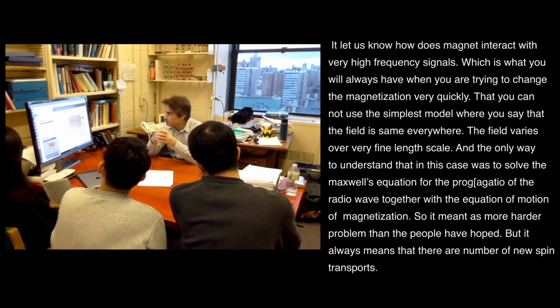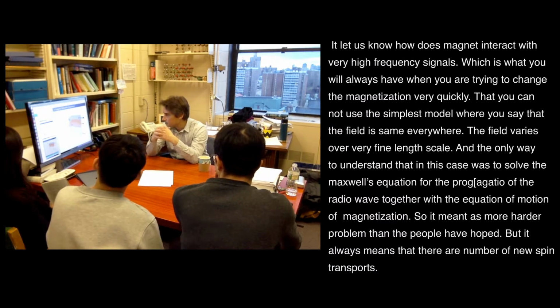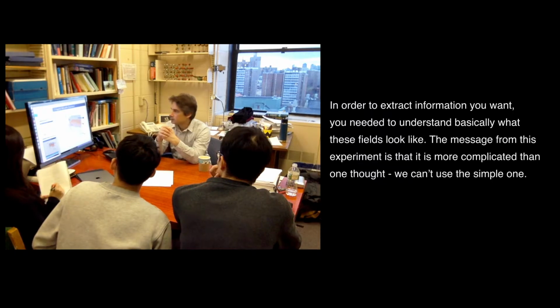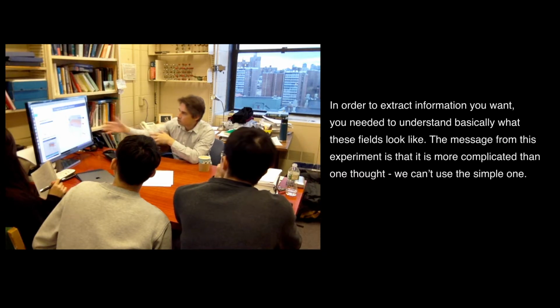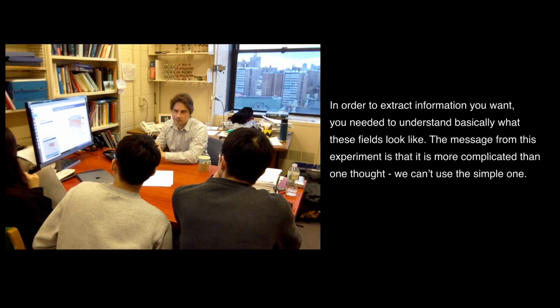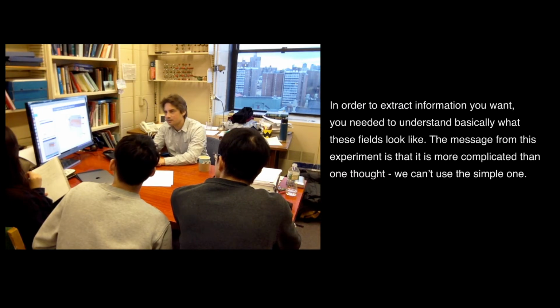What it also means is that there are a number of new effects in spin transport. And in order to extract the information that you wanted, you needed to know basically what these fields look like. The message from this experiment was that it's more complicated than one thought, and you can't use a simple model.